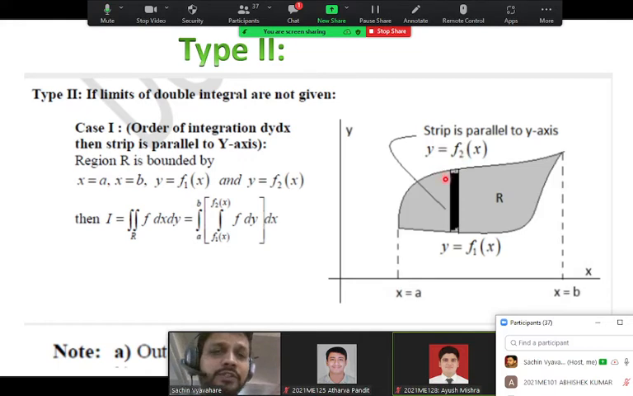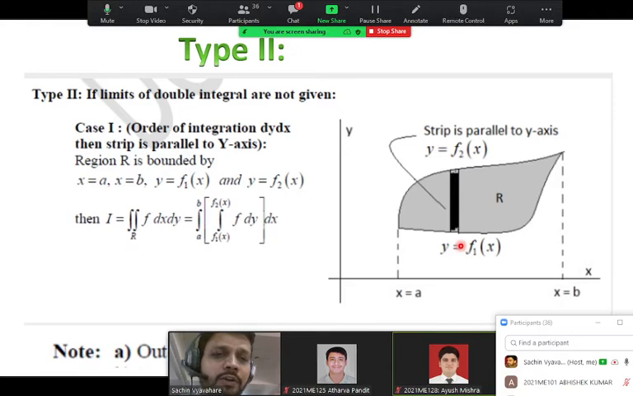How to get those limits of y then? You have to check that the lower end of this strip is touching this curve. We have to check on which curve the lower end lies, and that equation is nothing but the lower limit. If you observe, the upper end of this strip is touching this curve y equal to f2(x), so that becomes our upper limit. So we get the lower and upper limits for y, and they are variable limits, and whenever they are variable limits, they are inner limits.